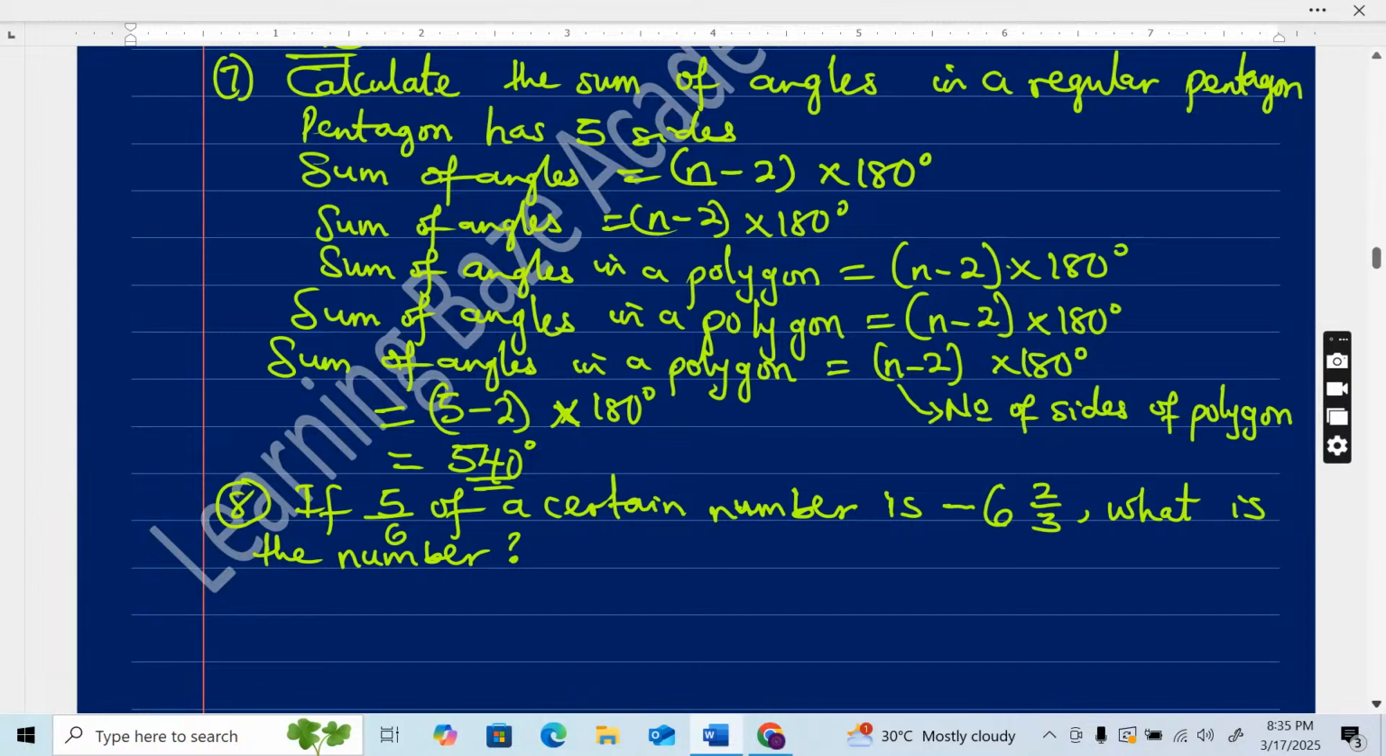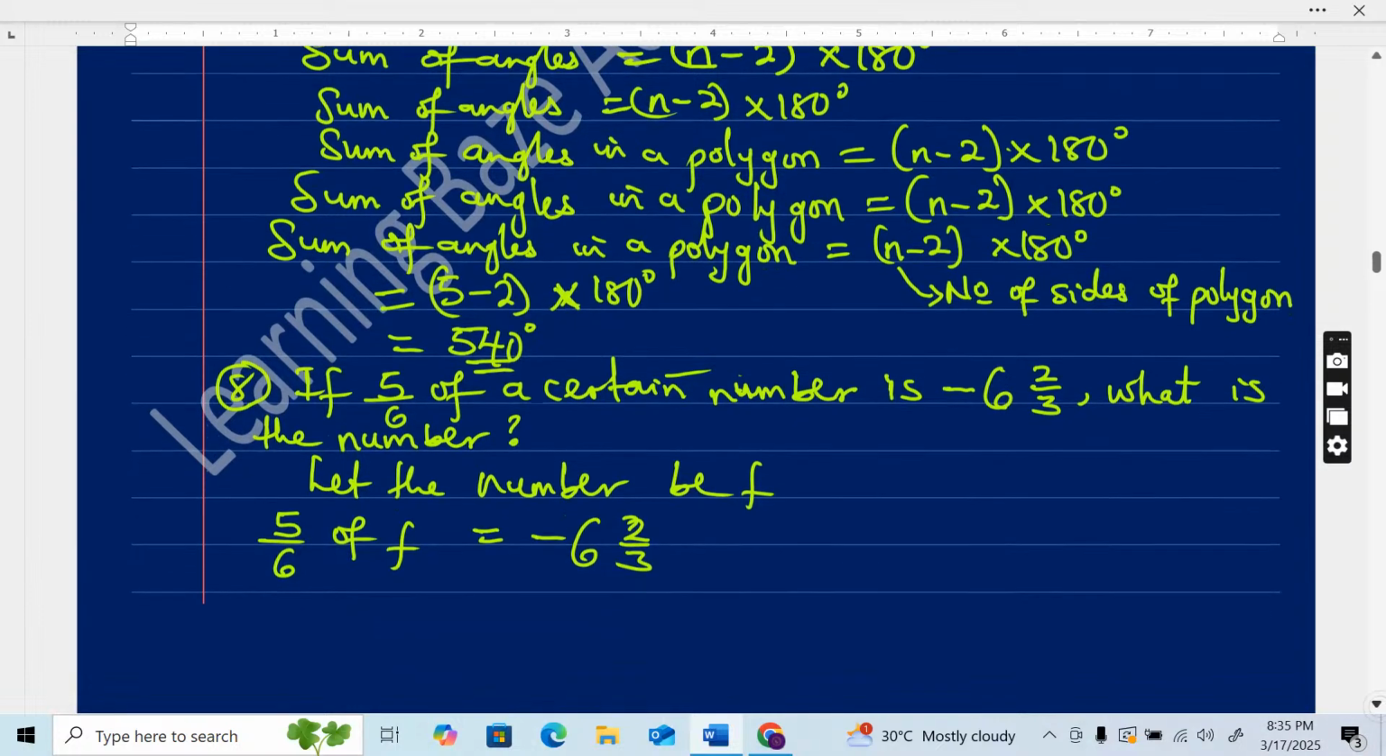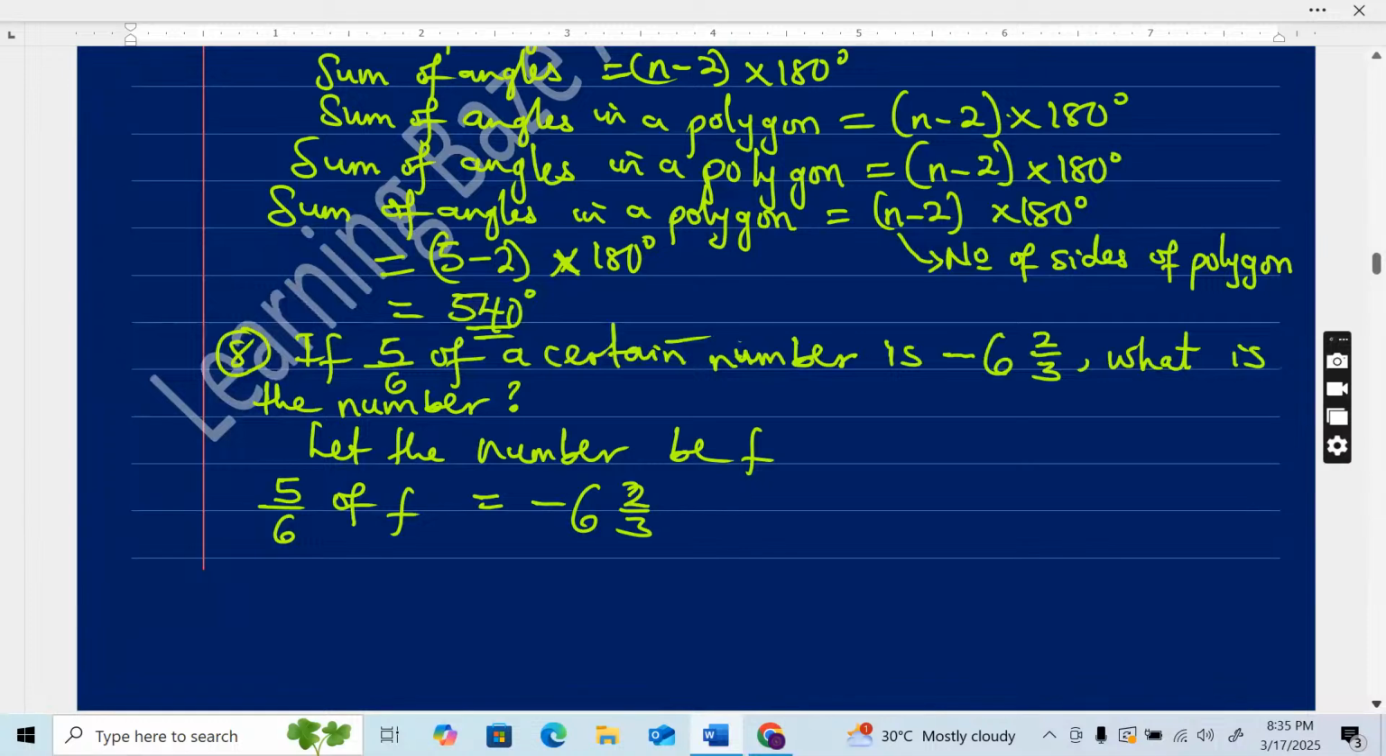All right, so let's do this together. A certain number is the number that we don't know. So we can say let the number be x, or let the number be f. So 5/6 of f is equal to minus 6 whole number 2/3. That's the meaning of that statement. We have to find the value of f. It is the same as 5/6 times f equals minus 6 whole number 2/3.